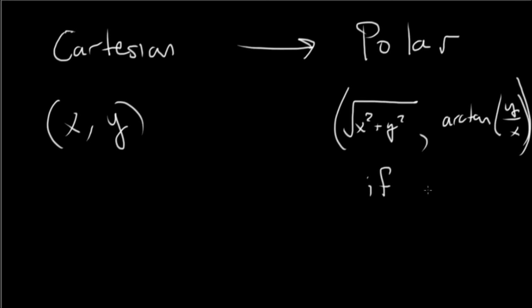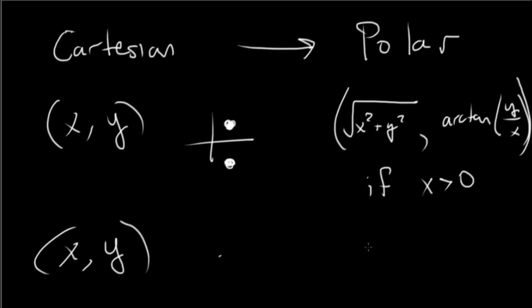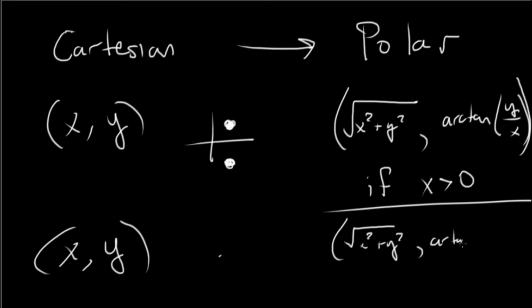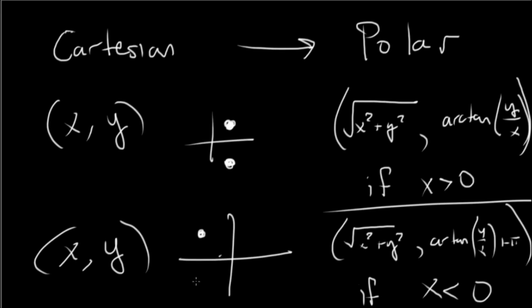if x is positive. Like, think about it. If x is positive, then we are a first or fourth quadrant angle, and arctan is going to give you the correct angle. But if x is negative, we go to the square root of x squared plus y squared, comma, arctan y over x plus pi, if we are in the second or third quadrant.